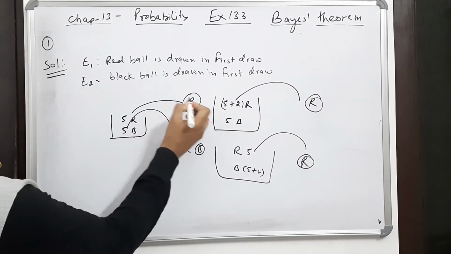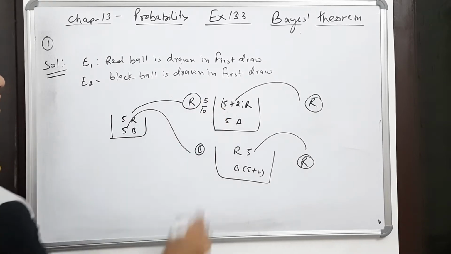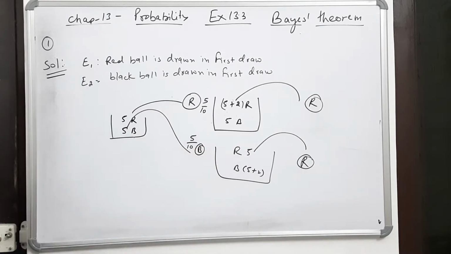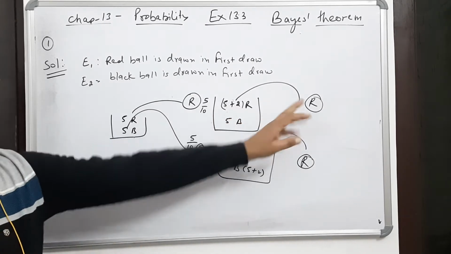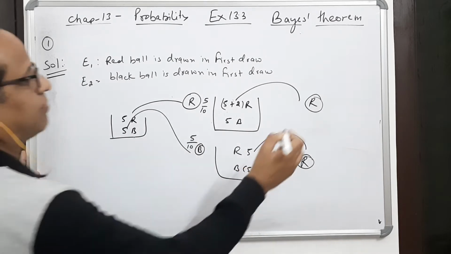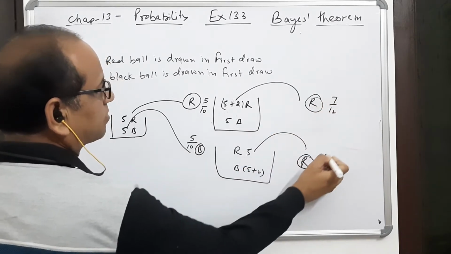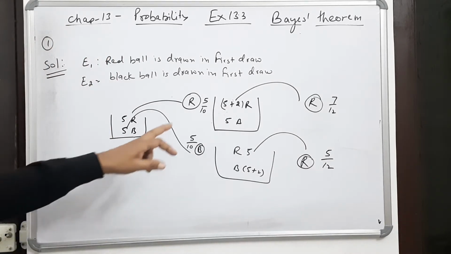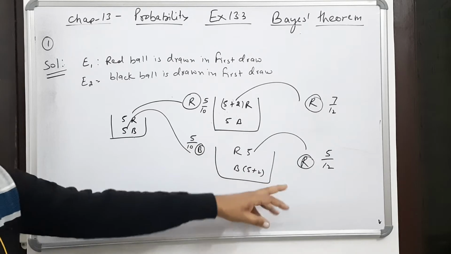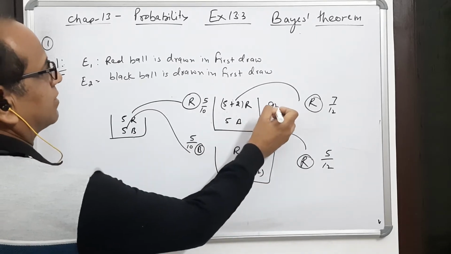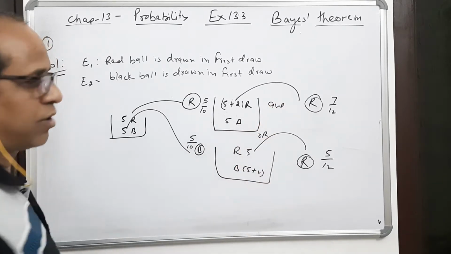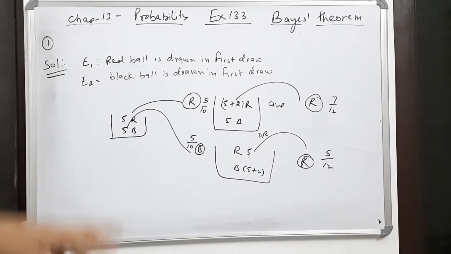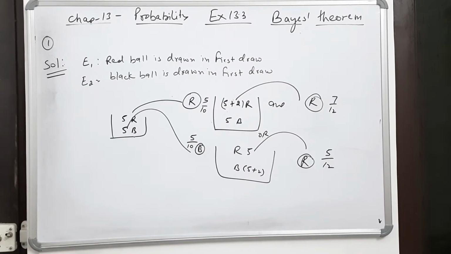That probability we have to find. Now look here, what is the probability of a red ball here? 5 by 10. What is the probability of a black ball here? 5 by 10. Now what is the probability of a red ball here? 7 by 12. And what is the probability of a red ball here? 5 by 12. So our answer is this into this plus this into this, because here it is and, and here it is or. So the required answer is 1 by 2 into 7 by 12 plus 1 by 2 into 5 by 12.